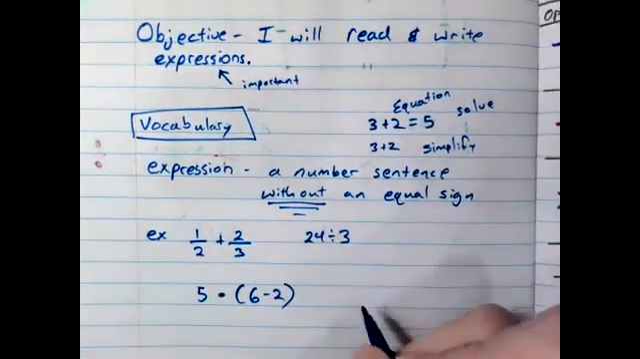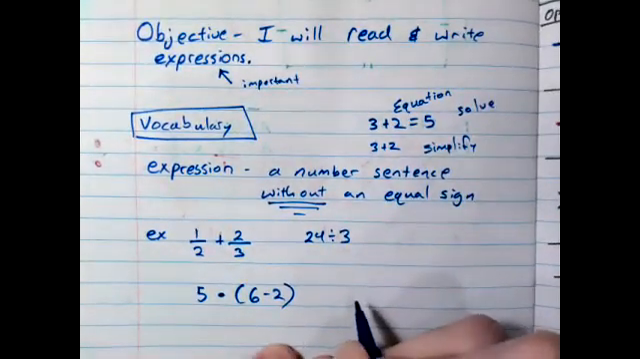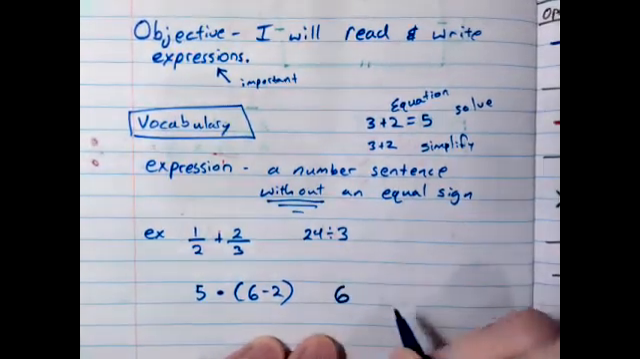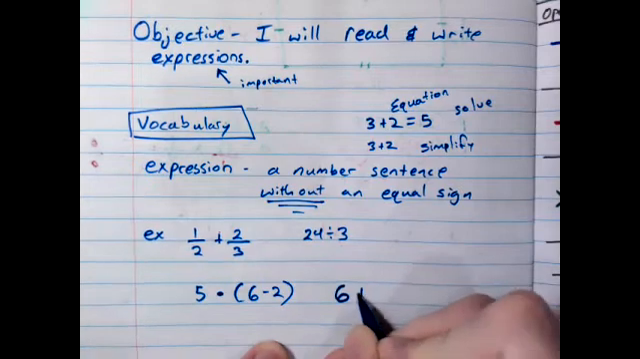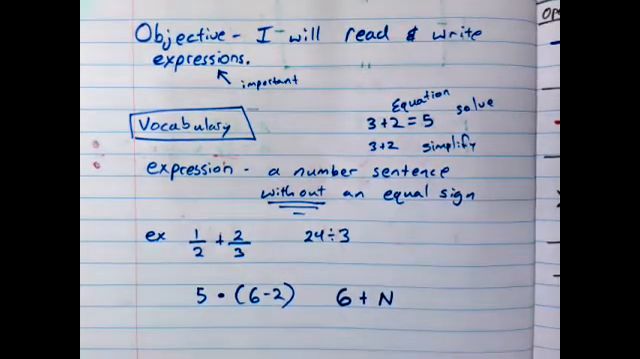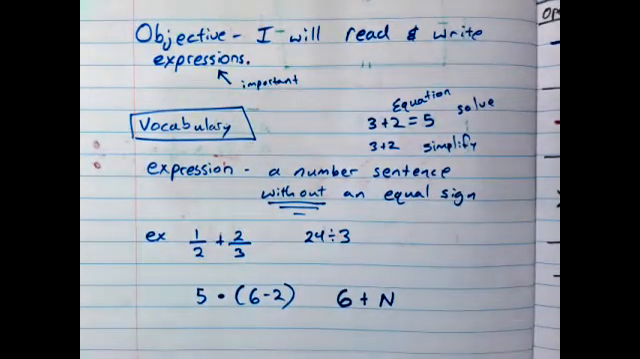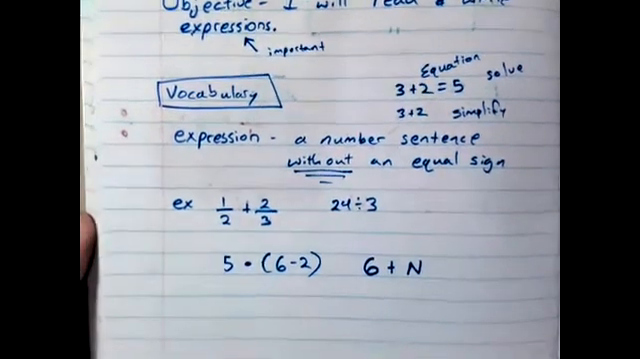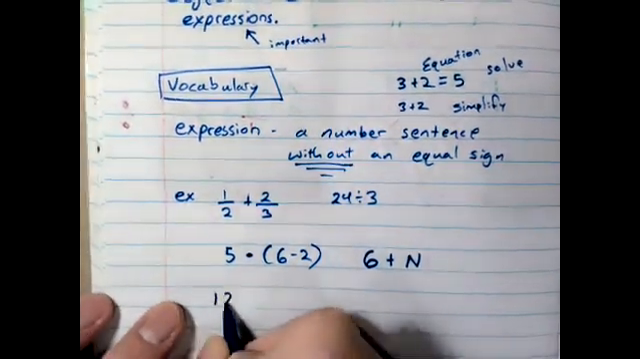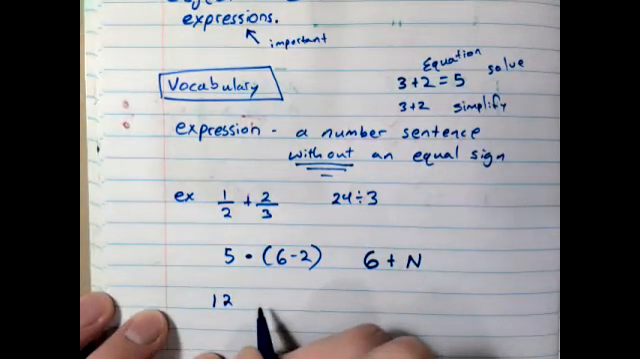Some expressions might not have 2 numbers. Some expressions use algebraic variables or letters. So 6 plus n. It could be 6 plus n or n plus 6. They are interchangeable. Let's take a look at another multi-step expression. See if we can figure out where to begin.